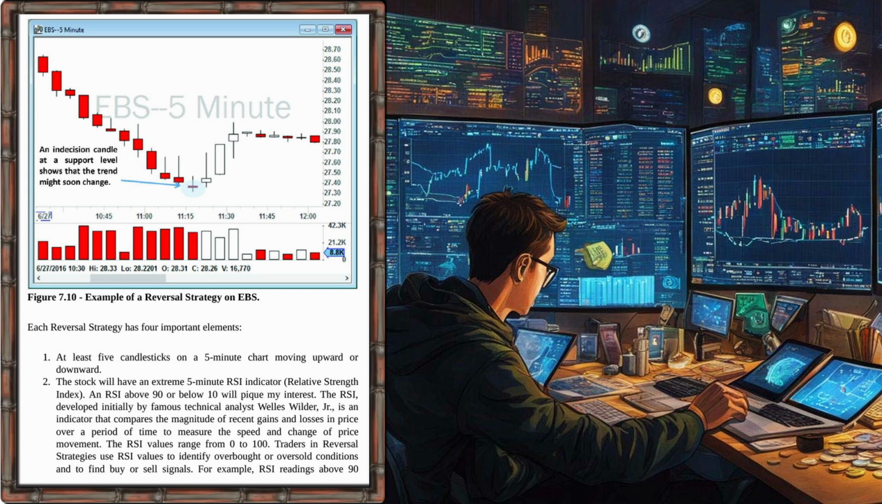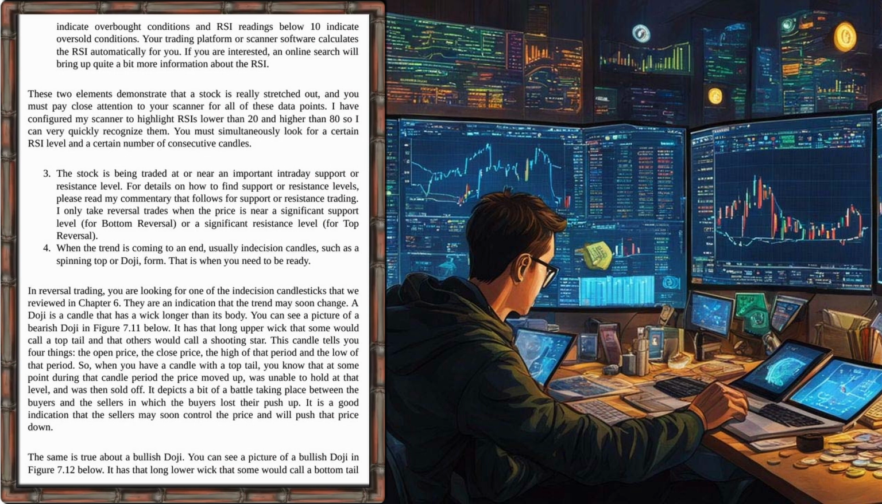The RSI, developed initially by famous technical analyst Wallace Wilder Jr., is an indicator that compares the magnitude of recent gains and losses in price over a period of time to measure the speed and change of price movement. The RSI values range from 0 to 100. Traders in reversal strategies use RSI values to identify overbought or oversold conditions and to find buy or sell signals. For example, RSI readings above 90 indicate overbought conditions, and RSI readings below 10 indicate oversold conditions. Your trading platform or scanner software calculates the RSI automatically for you. If you are interested, an online search will bring up quite a bit more information about the RSI.